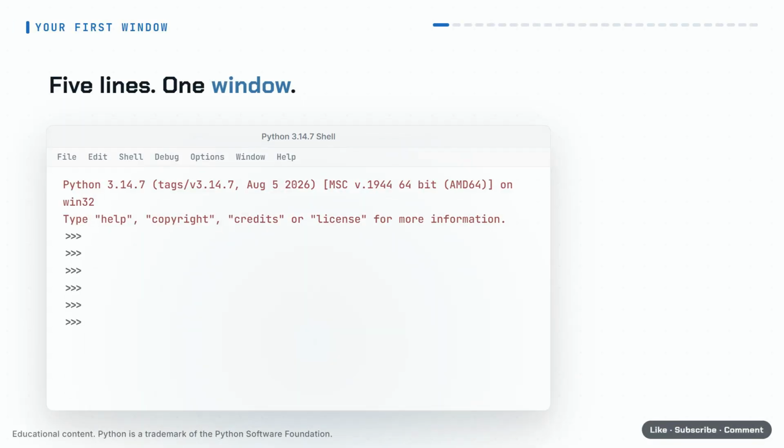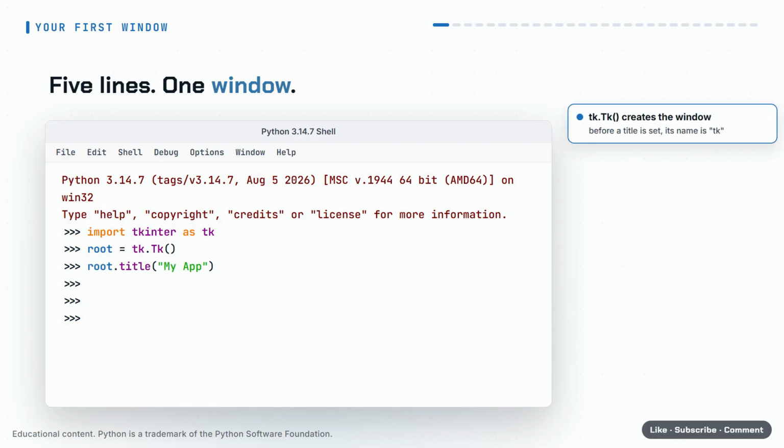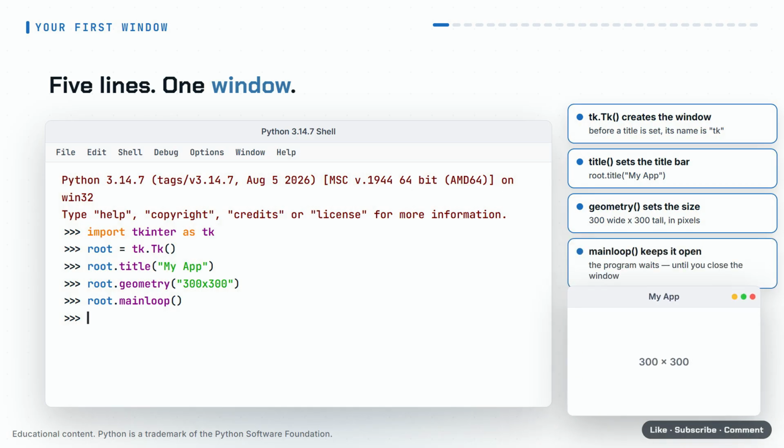Open the IDLE shell and type import tkinter as tk. Then, root equals tk.Tk() creates the window. Before a title is set, its name is just tk. root.title("My App") sets the title bar. root.geometry("300x300") sets the size. And root.mainloop() keeps it open. Without mainloop, the program would end and the window would die with it.